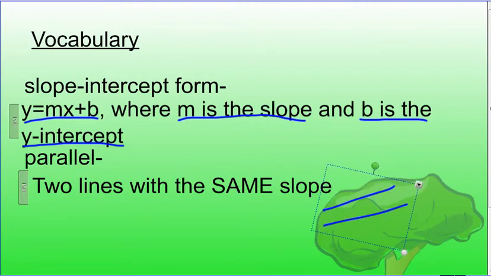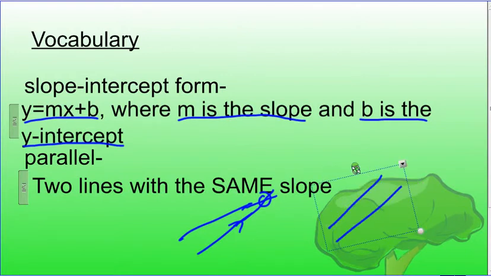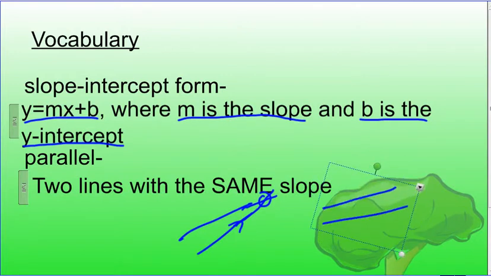You'll never see two lines that are parallel that have different slopes. Those guys have different slopes. Eventually, this guy, if I can draw straight, is going to cross over that guy someplace. It's only parallel if they have the exact same slope, which means they would never intersect, never crisscross.